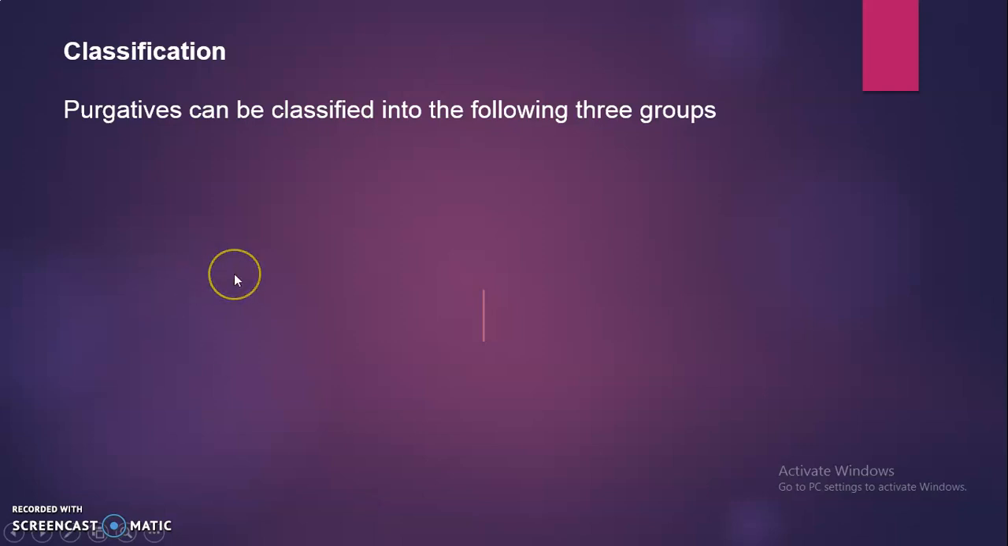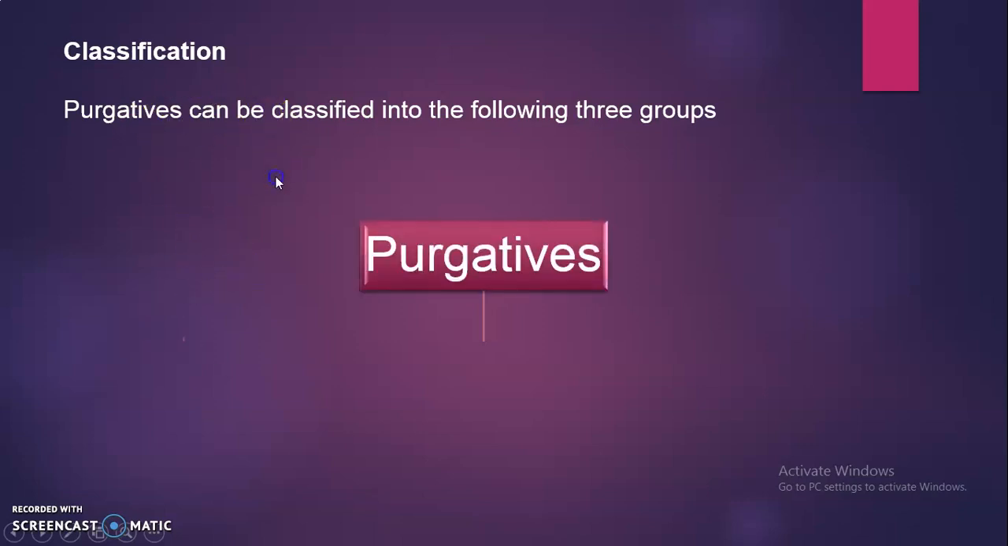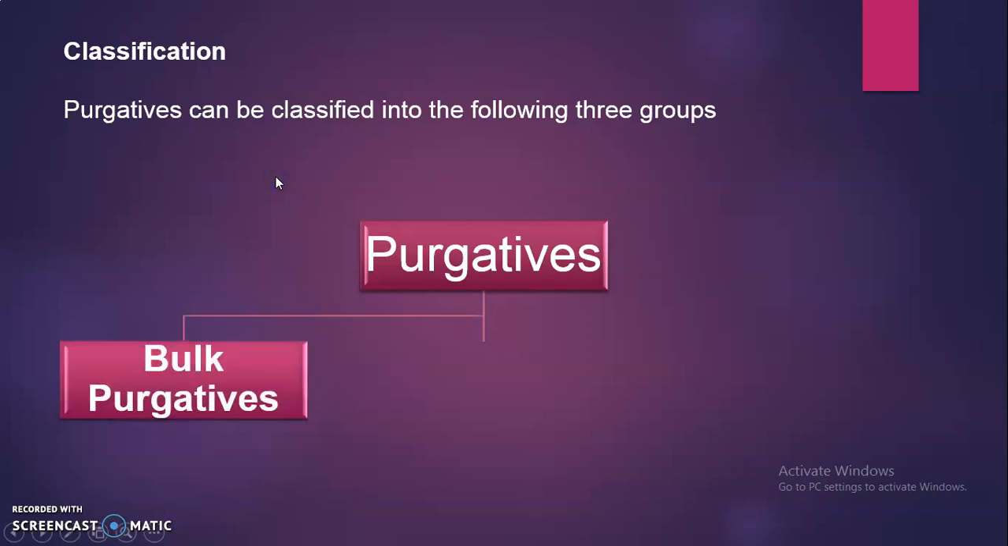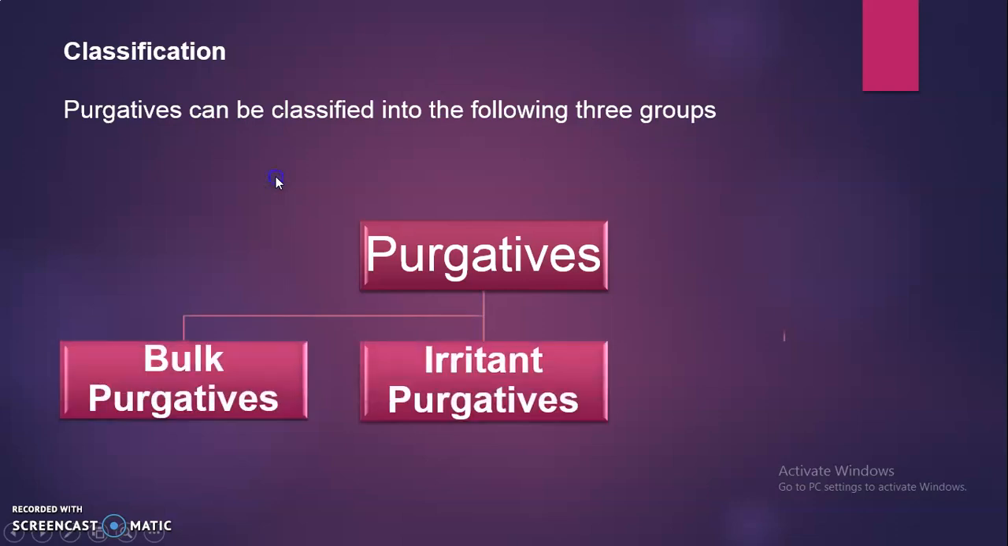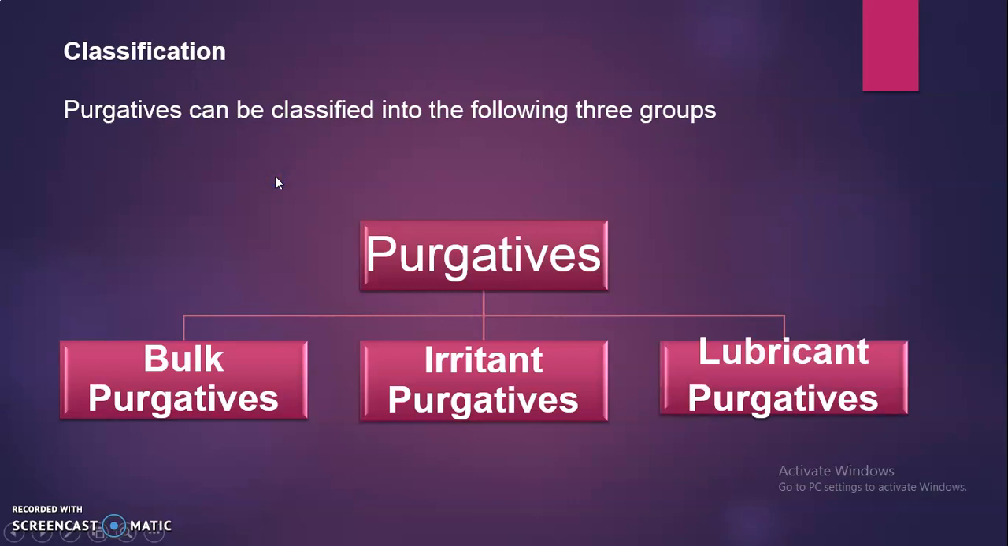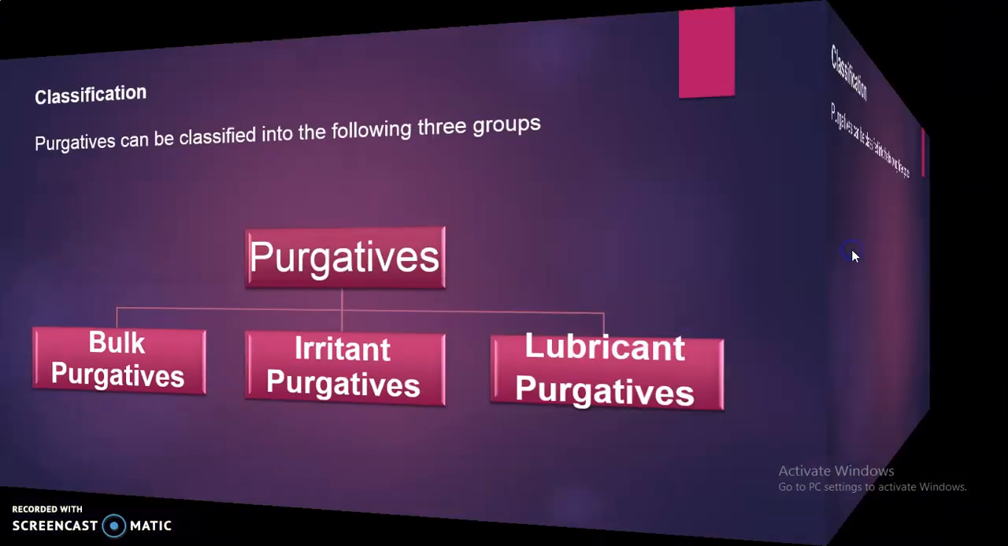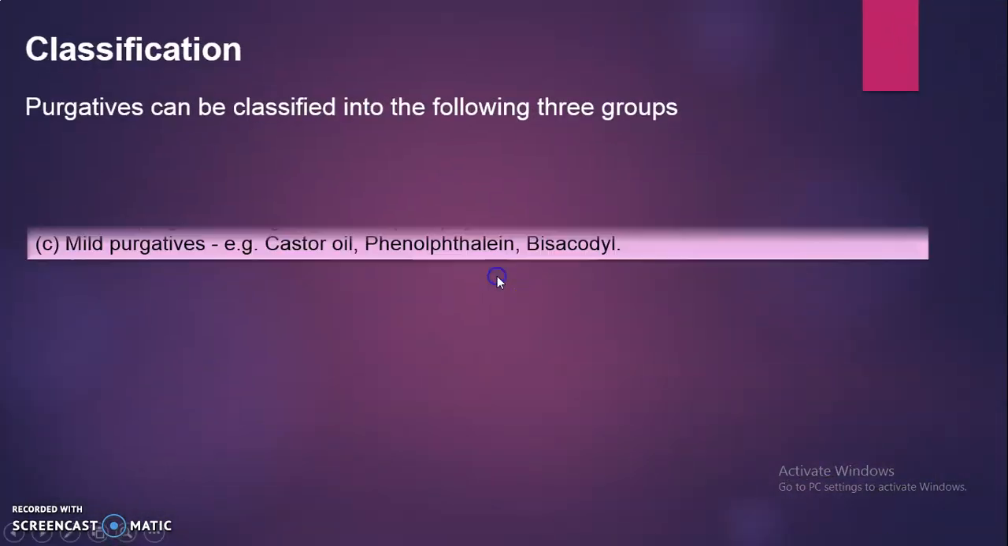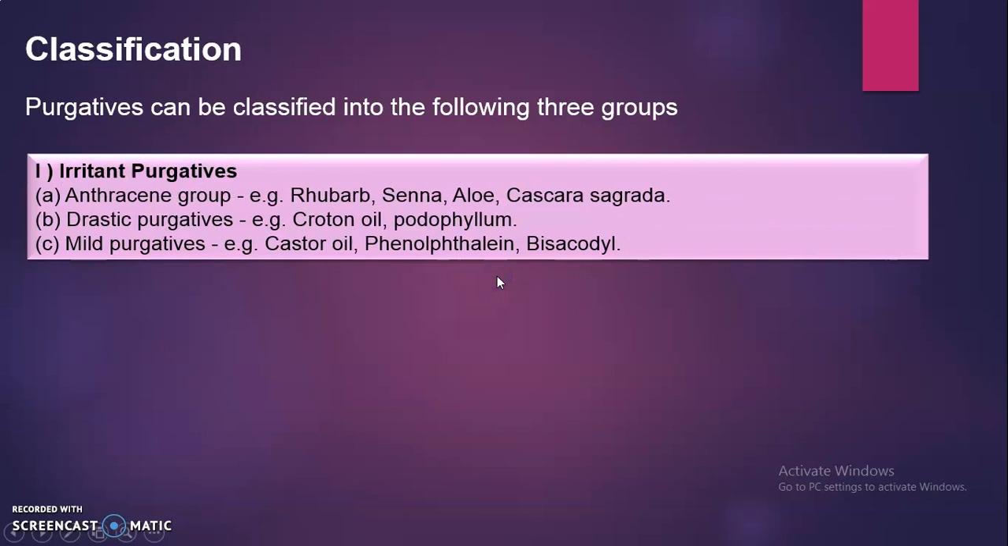Then we see the classification of purgatives. Purgatives can be classified into the following three groups. First of all, bulk purgatives, then irritant purgatives, and the lubricant purgatives. Purgatives can be classified into irritant purgatives. In that, irritant purgatives are divided into three parts.